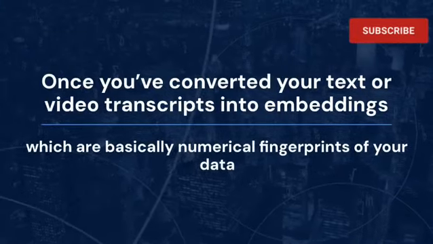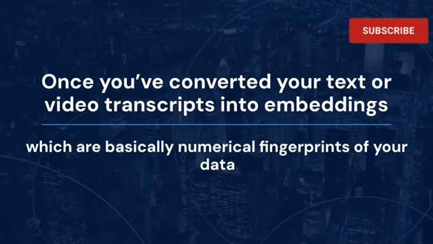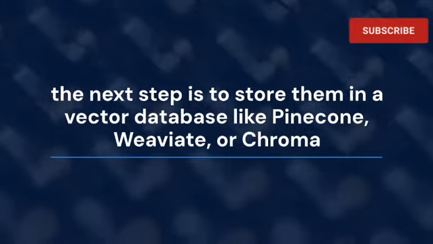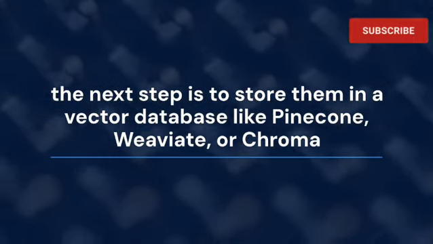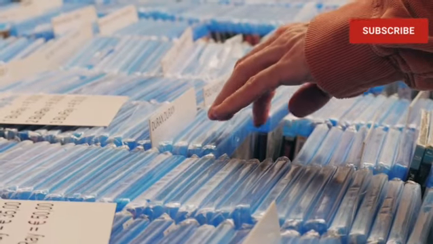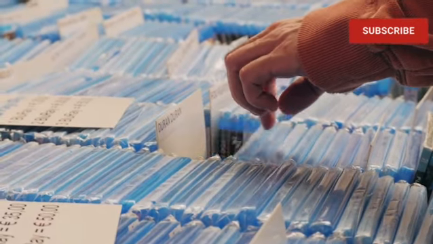Once you've converted your text or video transcripts into embeddings, which are basically numerical fingerprints of your data, the next step is to store them in a vector database like Pinecone, Weaviate, or Chroma. Think of it like saving each of your YouTube video moments into a digital library, where instead of searching by exact words, the AI searches by meaning.